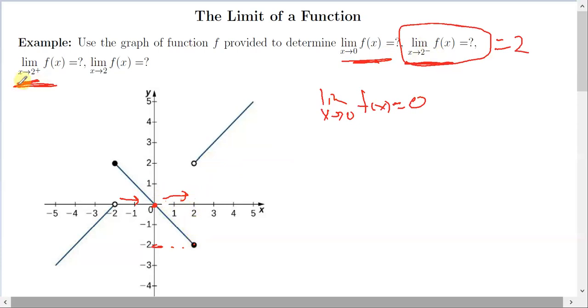All right, well then let's try this other one. Let's go to 2 from the right side. So this is called the left-hand limit. This is called the right-hand limit. So from the right side, or the right-hand limit, as I come into 2, now all my values are up here on this part of the graph. And as I get closer and closer to 2, where are my points going? Well, it looks like they're traveling down this graph, and they're going to end up close to that point.